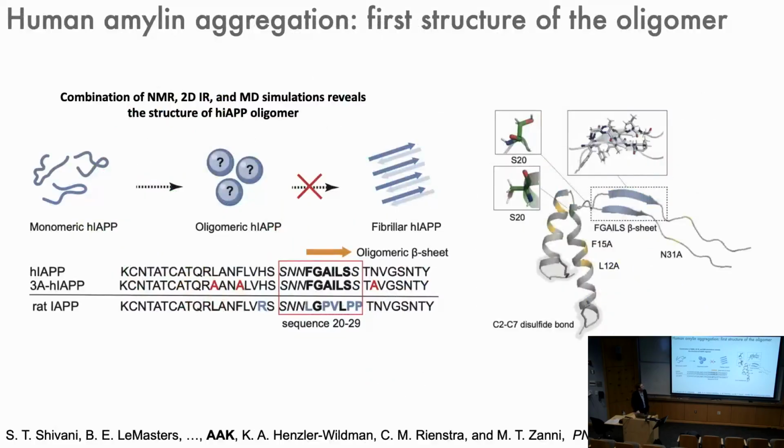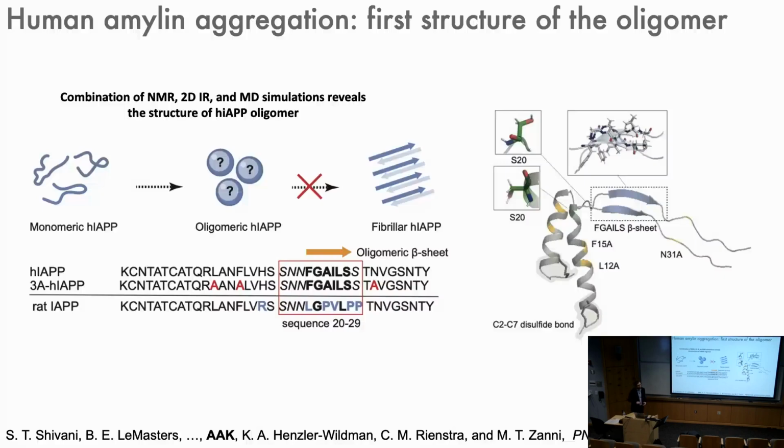Continuing on the biological topic, we recently published this very nice PNAS paper in which we collaborated with NMR and 2-dimensional infrared spectroscopists at the University of Wisconsin, and we were able to determine the structure of human amylin oligomer. So human amylin is a short peptide, about 38 residues, and the aggregates of that peptide were found in pretty much every patient diagnosed with type 2 diabetes.